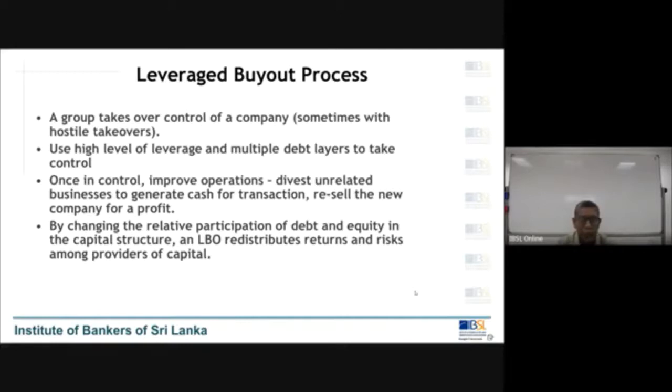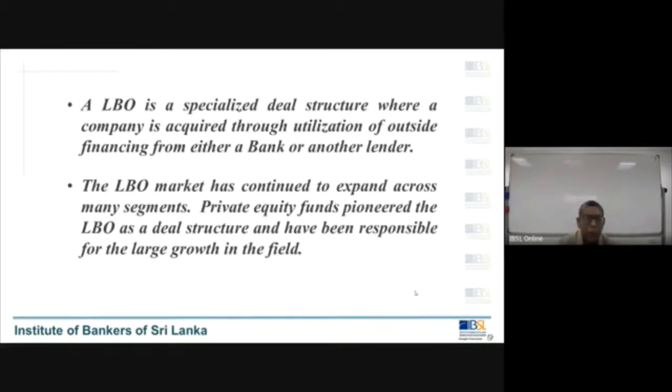So that means leverage buyout means you take more loans and go for acquiring a certain company. That is what you call a leverage buyout. Actually, it is a specialized deal structure where a company is acquired through the utilization of outside financing from either a bank or another lender.